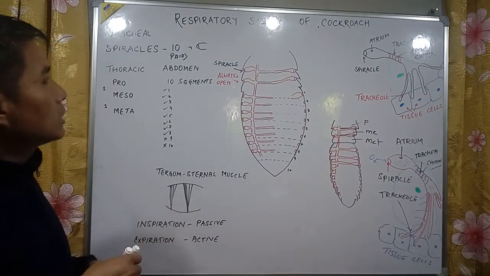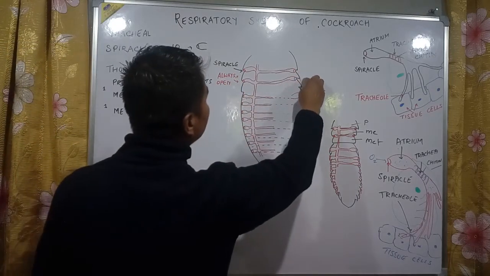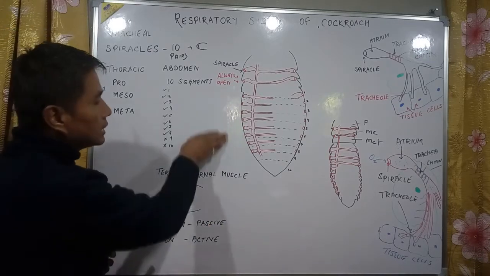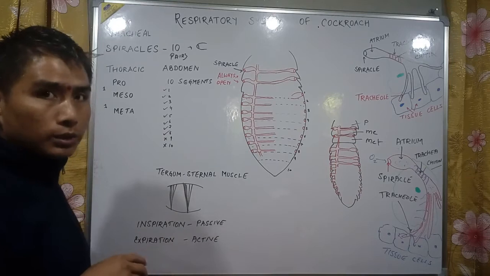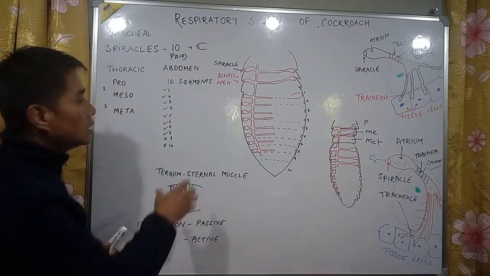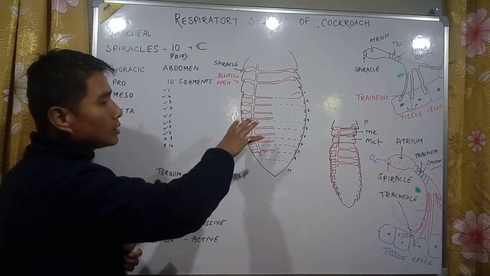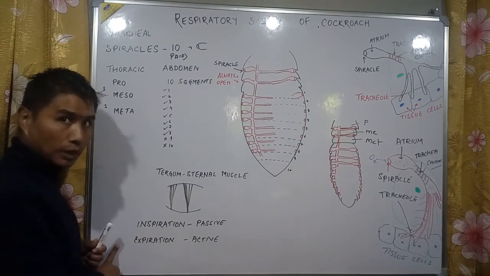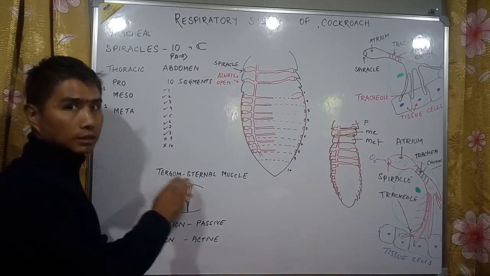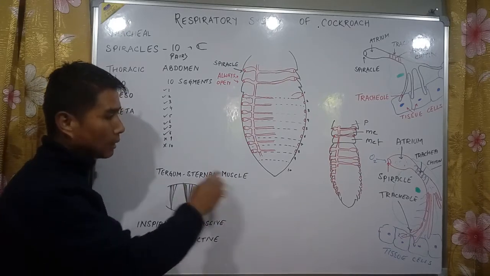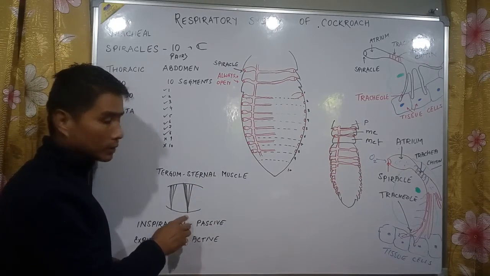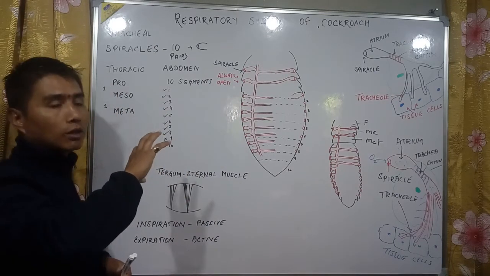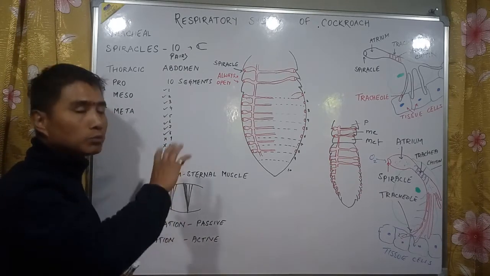Next point that you need to remember is the number 1 and number 2 spiracles, they remain open, they don't close, but the rest of the 8 spiracles, they keep on opening and closing. Next is the air enters the body and exits through inspiration and expiration with the help of a muscle known as sternal muscle. This is the sternum, the upper portion. This is the sternum, the lower portion, and in between there is a muscle known as sternal muscle. Its contraction and relaxation causes the air to move in and out.